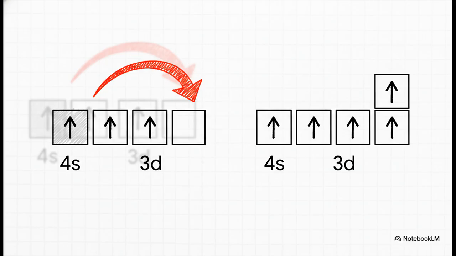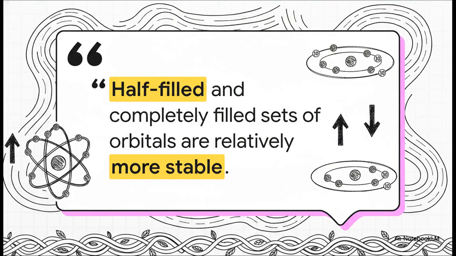An electron from the lower energy 4s orbital gets promoted up to the 3d orbital. So instead of 3d4, we get 3d5. But wait a second, why would an electron move to a higher energy level? That seems to go against everything we know. And here is the secret. Nature craves stability. It turns out that having a d orbital that is exactly half full, like chromium's 3d5, is an incredibly stable, low-energy state.